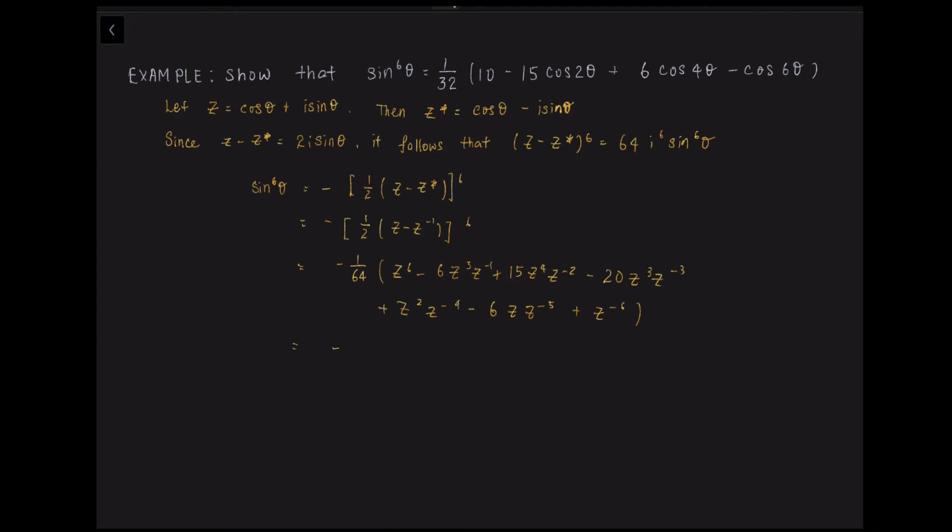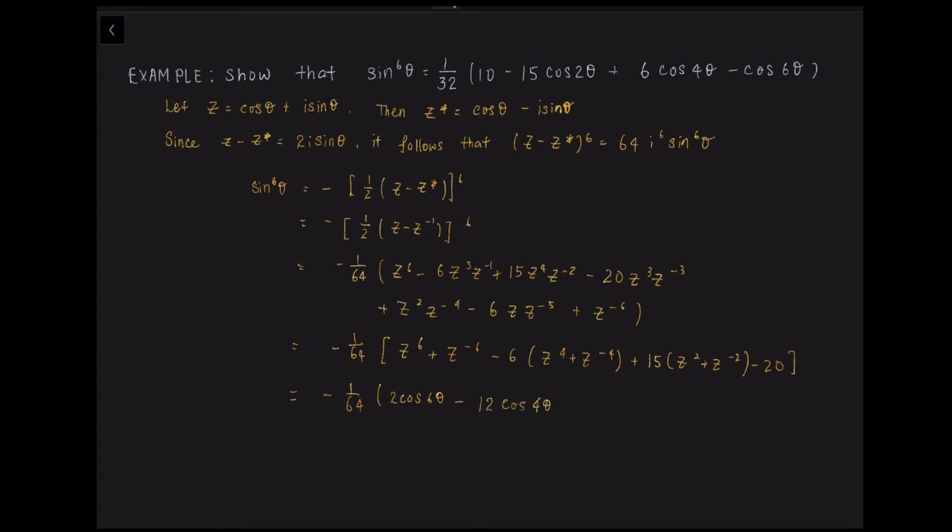Now we are going to pair all the similar terms up. For example, z to the power of 6 and z to the power of negative 6, z to the power of 4 and z to the power of negative 4, z squared plus z to the power of negative 2. Remember that initially we let z equal cos theta plus i sine theta. If we have z to the power of 6, that means using De Moivre's theorem, it is equivalent to cos theta plus i sine theta to the power of 6, and then cos 6 theta plus i sine 6 theta. And that applies to z star as well.